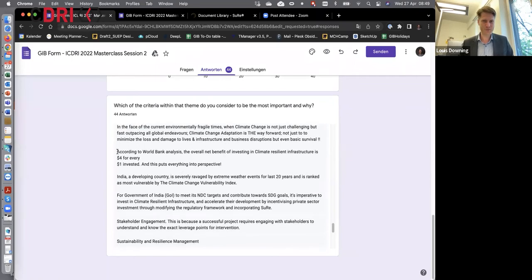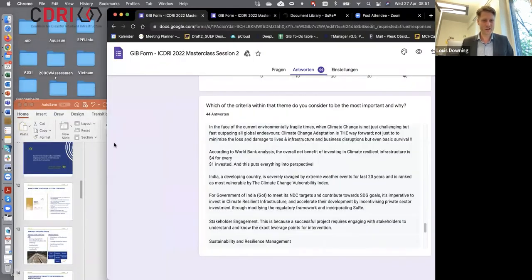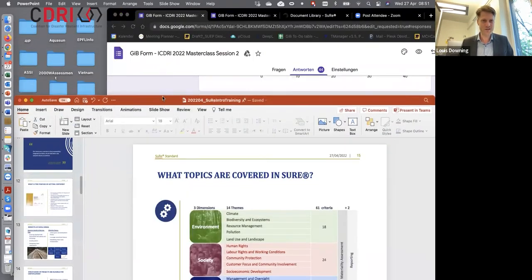Okay, this is a really important point. Thanks for writing that, whoever provided this. For every dollar invested, $4 is saved through climate resilient infrastructure. So that's a really powerful figure as well. All right, so thank you for providing those answers.